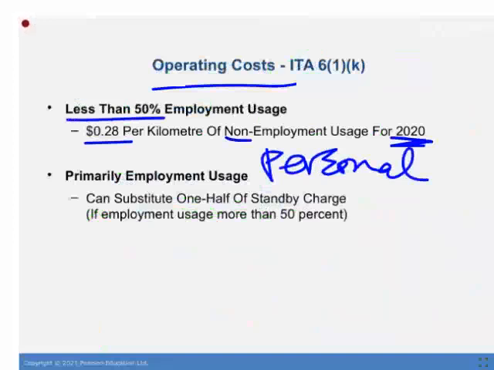This is in the scenario where less than 50% is employment usage. So again, the first thing you need to assess in one of these questions is what is the percentage of the usage, and then follow from there. So if you have less than 50% employment usage, then you're going to calculate 28 cents for every kilometer of personal usage.